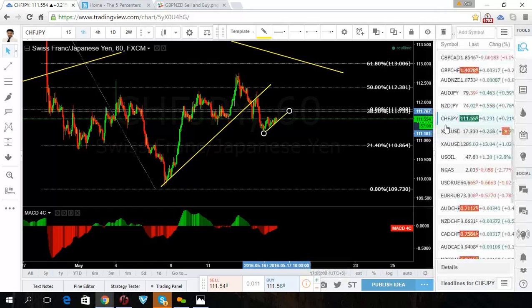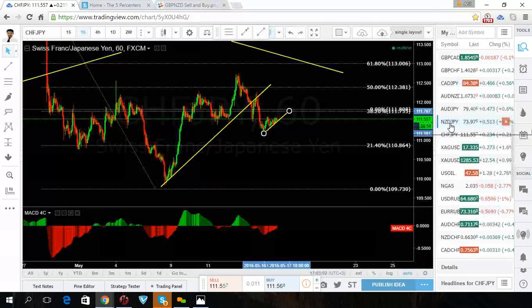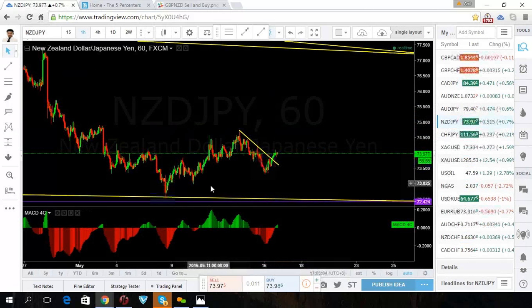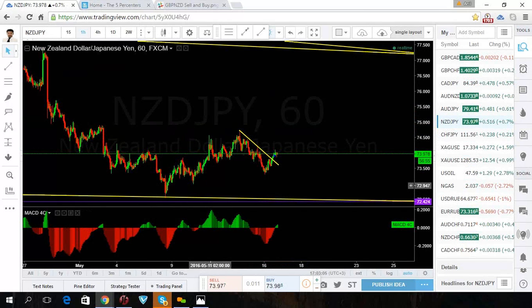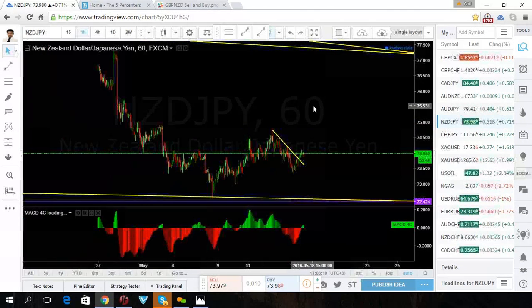There's my New Zealand yen, by the way. It's similar to the Aussie yen. There is probably a buy setup we're anticipating here, but it's not ready. We're looking for a buy, but it's not ready as yet.